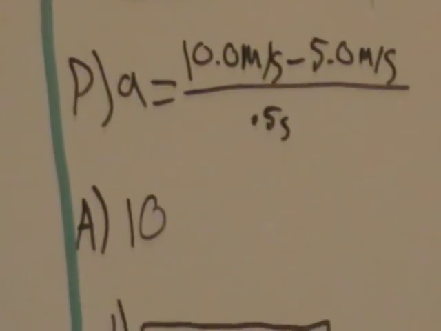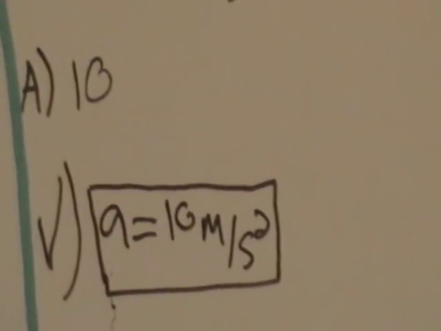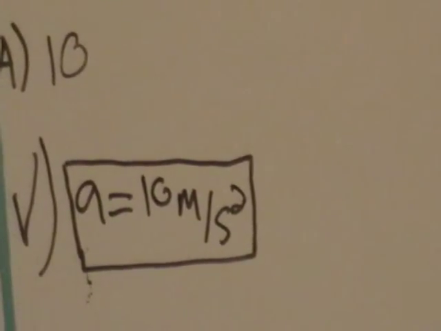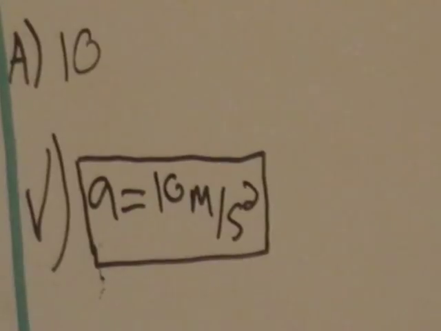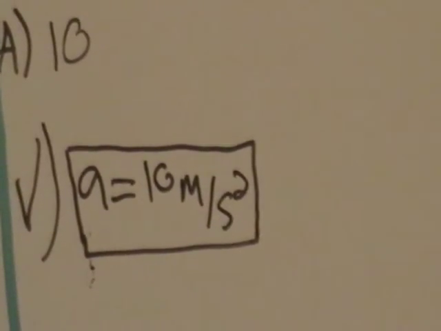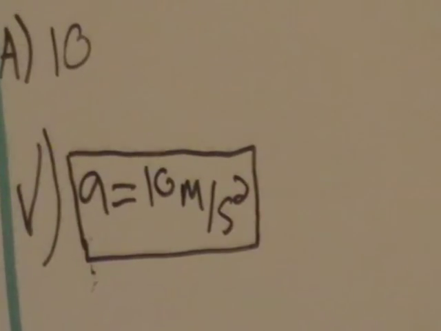That gives us an answer of 10. And then, sorry about that, the significant digits would be the same as the answer given. So our acceleration equals 10, and remember the units on acceleration is always meters per second squared. So our acceleration would be 10 meters per second squared.